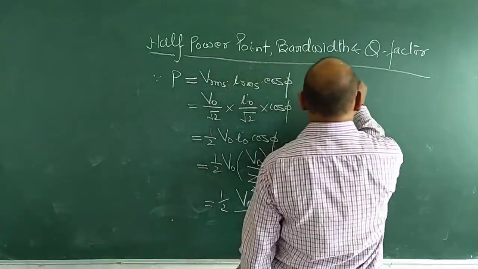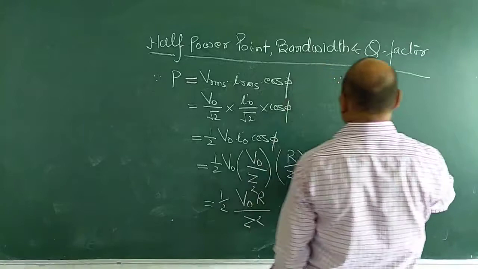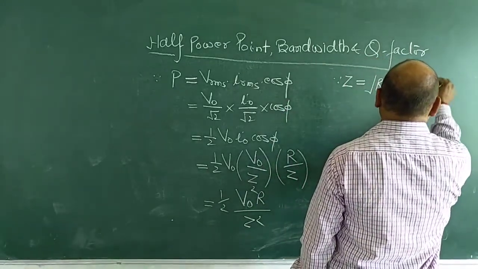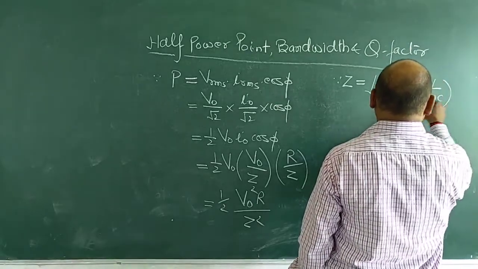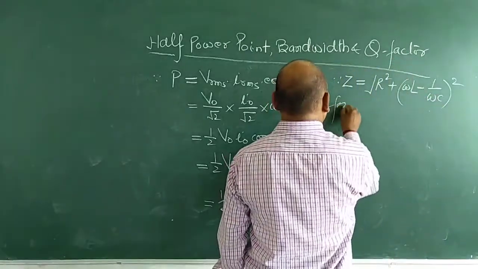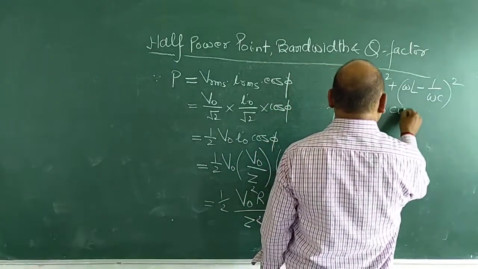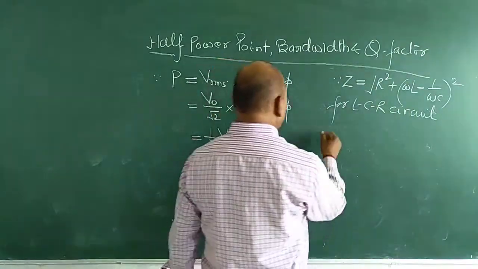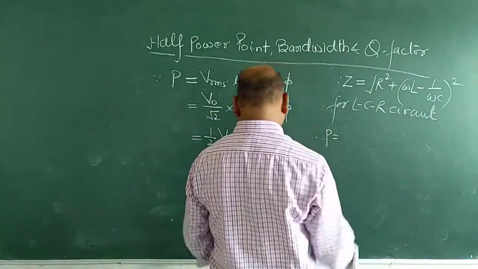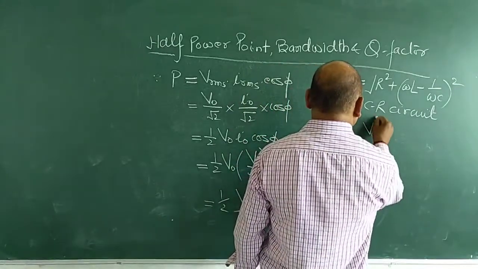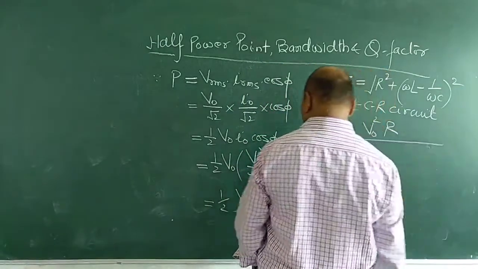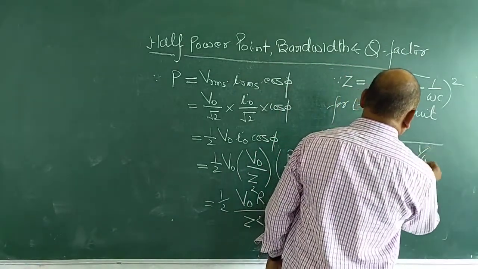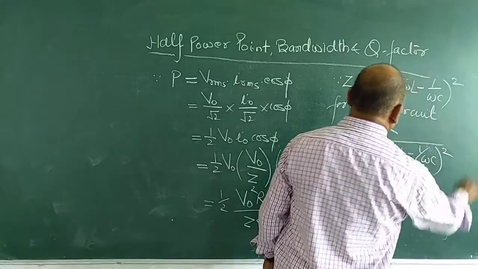Now since Z for an LCR circuit becomes under root R square plus omega L minus 1 by omega C whole square, P becomes half V0 square R divided by R square plus omega L minus 1 by omega C whole square.